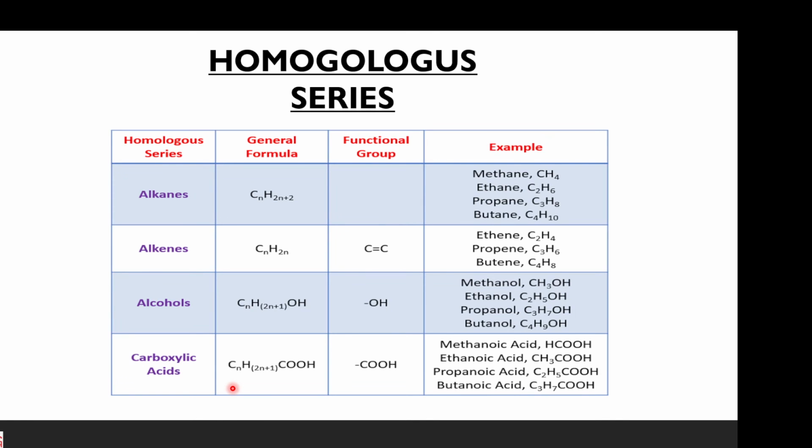So here we have our table, and this table just lists off some of the homologous series that we will be seeing in our Unit 2 chemistry. We see the alkanes, the general formula. They don't particularly have a functional group, and we see some examples along with their actual formula there. The same for alkenes, the same for alcohols, and the same for carboxylic acids.